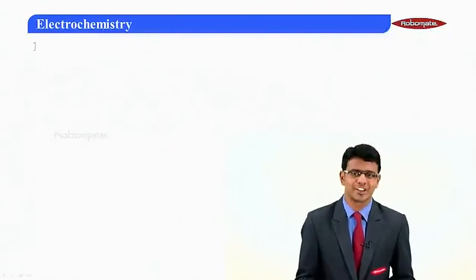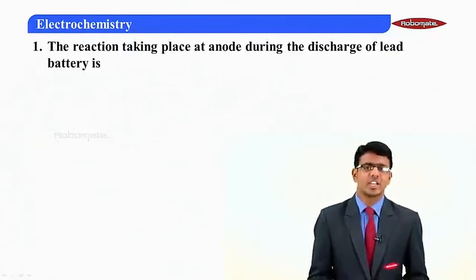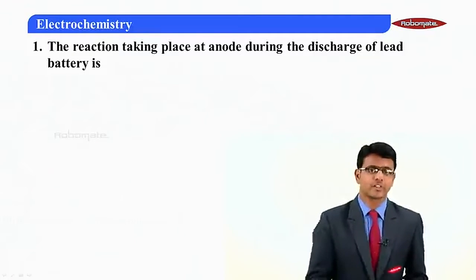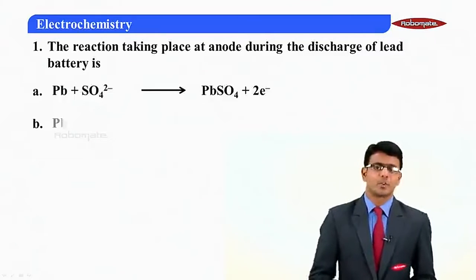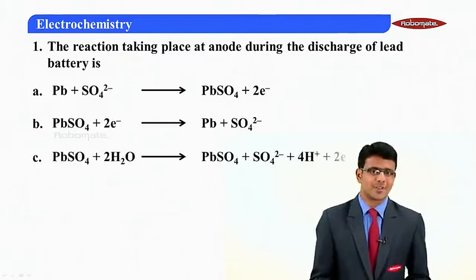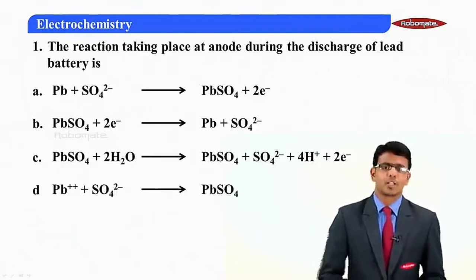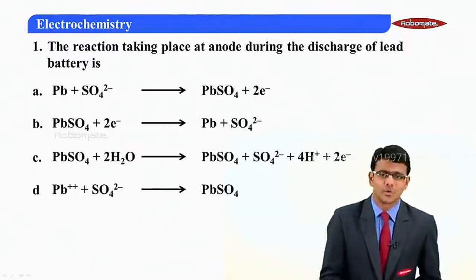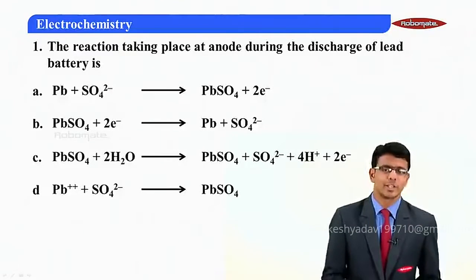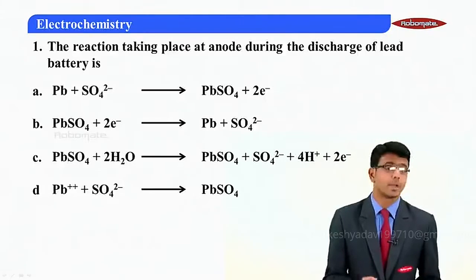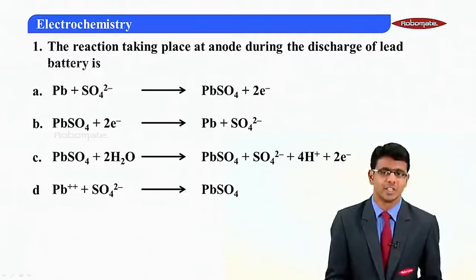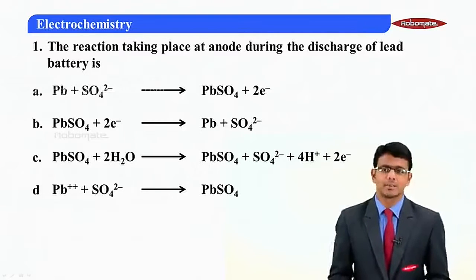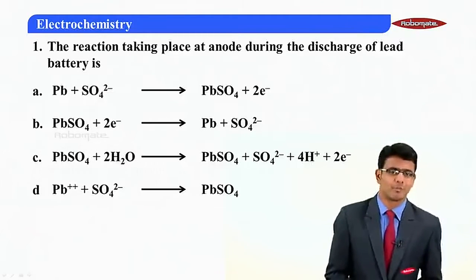So the very first question here is, the reactions taking place at anode during the discharge of lead battery is, the options are Pb plus SO4 2 minus giving you PbSO4 plus 2 electrons, PbSO4 plus 2 electrons giving you Pb plus SO4 2 minus, PbSO4 plus 2 H2O giving you PbSO4 plus SO4 2 minus plus 4H plus plus 2 electrons, and finally Pb2 plus SO4 2 minus giving you PbSO4.